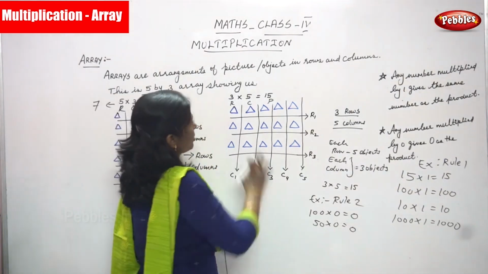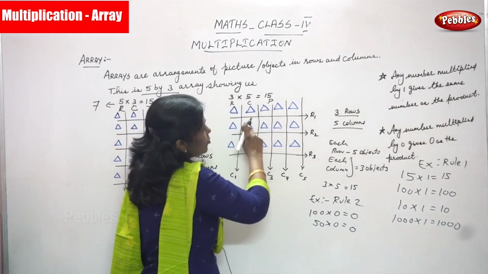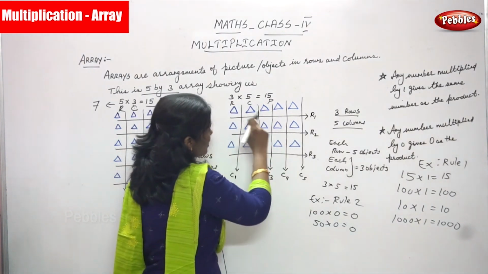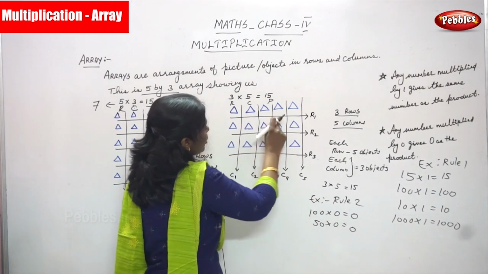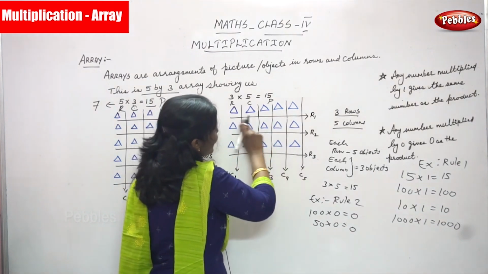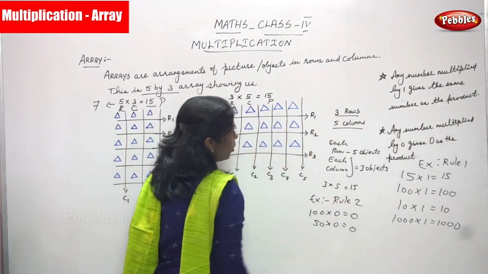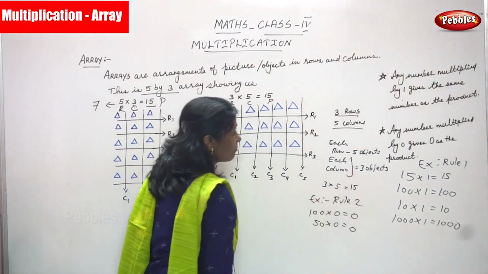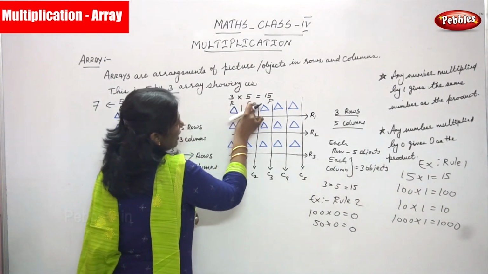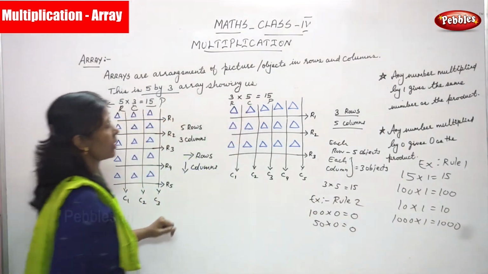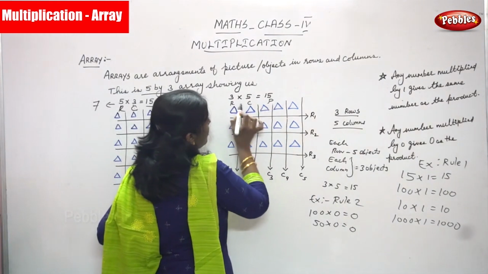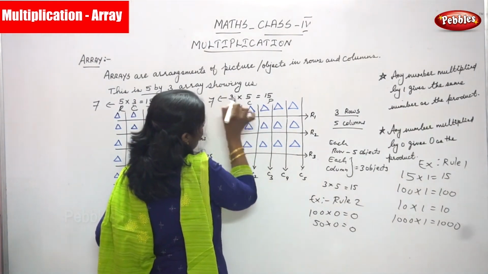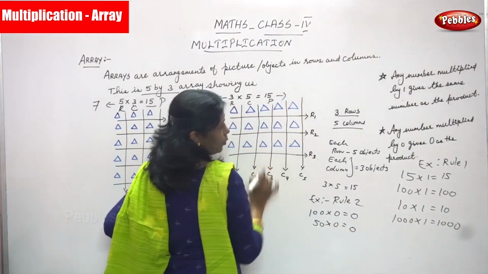But example 2, the same one, 3 into 5, that is 3 rows and 5 columns. In each row you have how many objects? 5 objects, and in each column you have 3 objects. That is 3 into 5 you can get 15. So 3 rows and 5 columns, here 5 rows and 3 columns. Anyhow the product is similar. So this 3 and 5 are factors and this 15 is always the product.